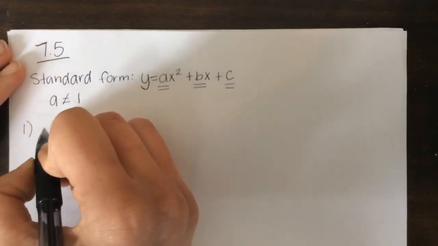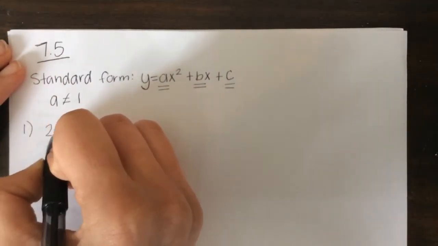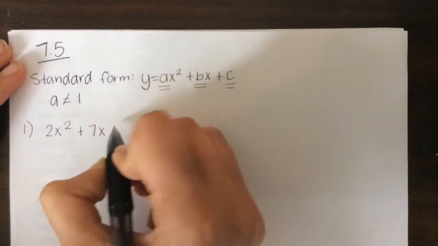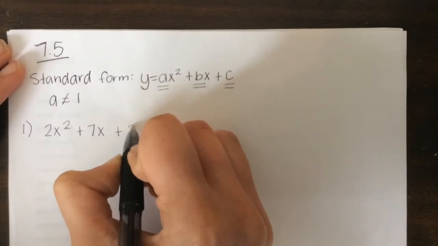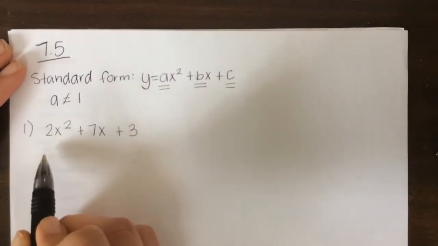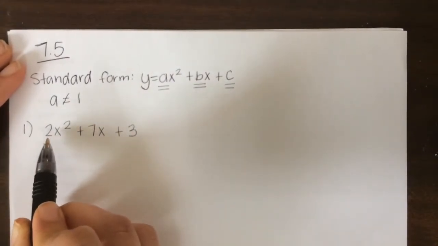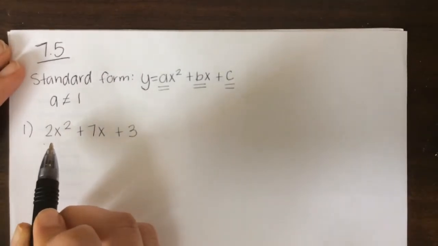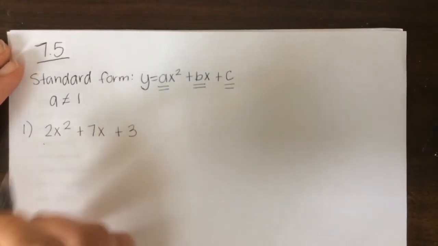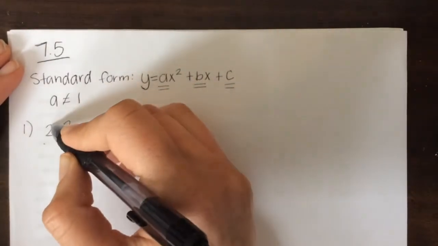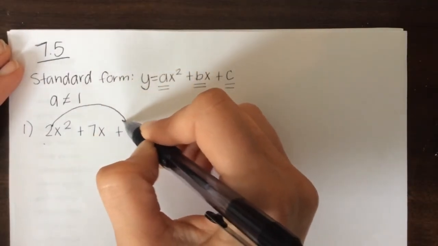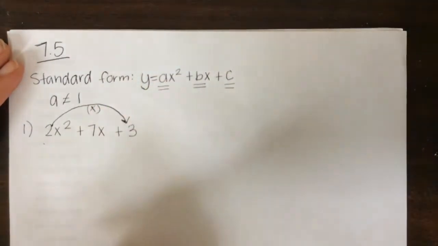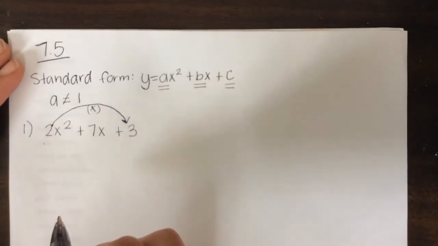So the first example that we're going to work on is 2x squared plus 7x plus 3. So notice that our a value is not 1. We have a 2 out front instead. So this is when this method of slide and divide is helpful. So the first step is we slide. The 2 slides back to the 3, and we multiply those two numbers together. So 2 times 3 is 6.